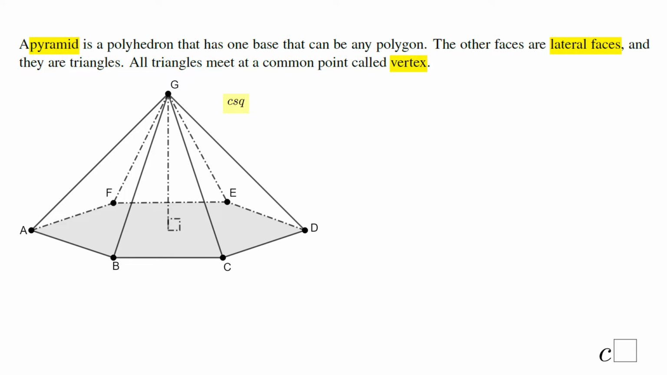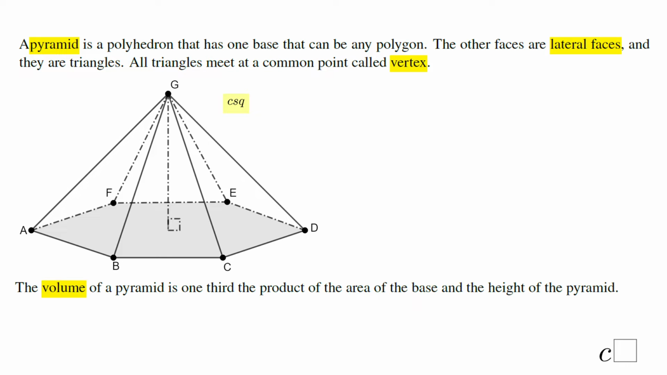In this lesson we'll talk about pyramids first and then about cones. And you see here, a pyramid is a polyhedron, how we call it. The faces are triangles, and the base depends on what kind of polygon you have. All these triangles meet at one common point called the vertex.